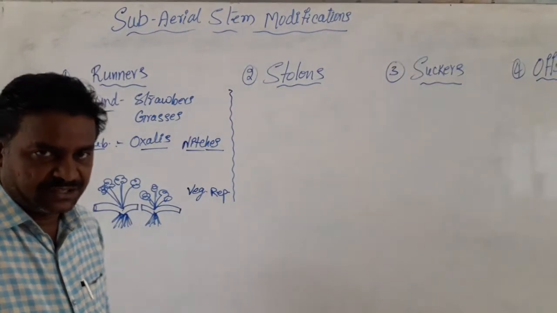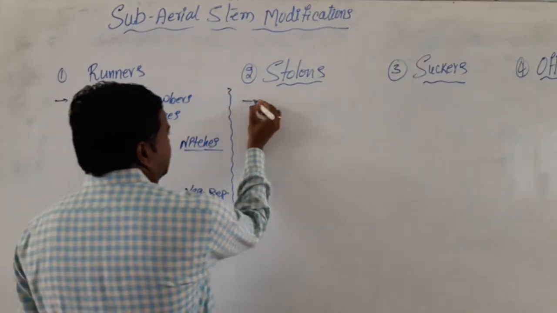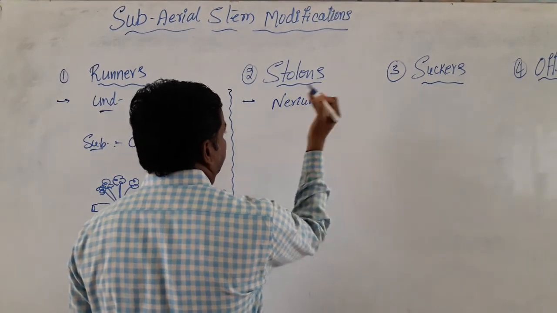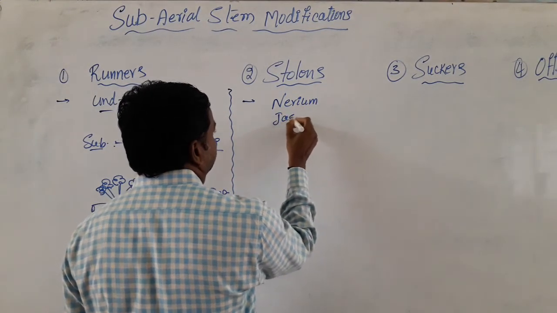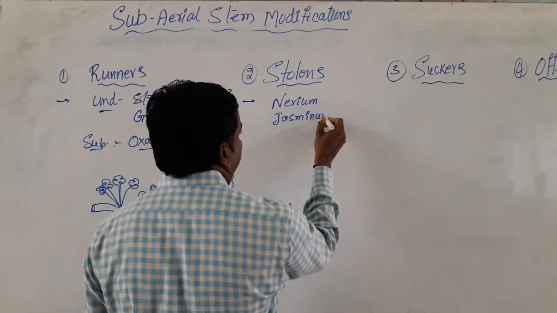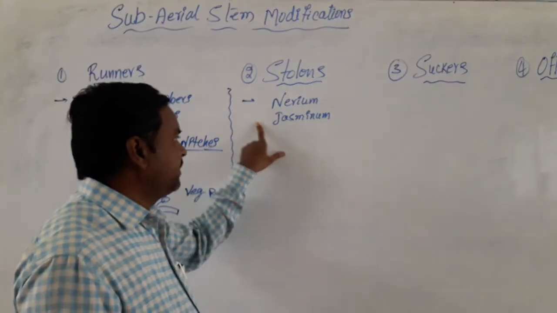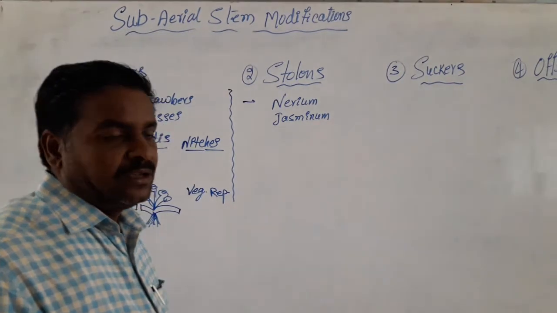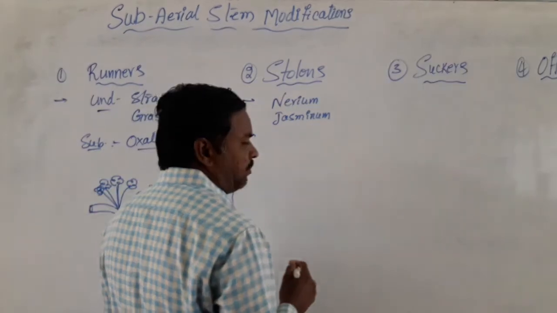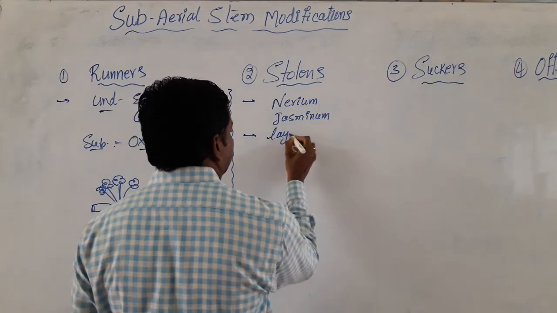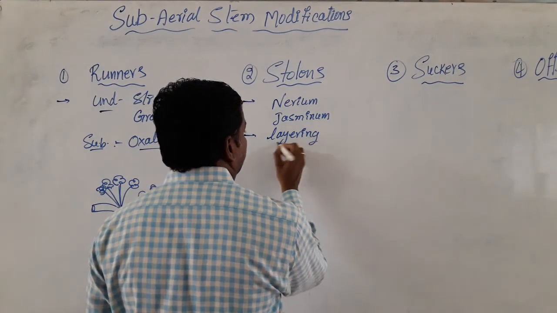Now coming to the second one, stolons. Generally stolons are present in nerium and jasmine, jasminum being the scientific name and jasmine the English word. So in case of nerium and jasmine, stolons are there. This stolon principle is important. Stolons are the main principle in raising plants vegetatively by the method of layering.